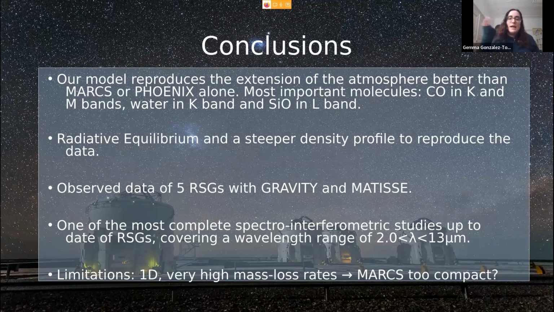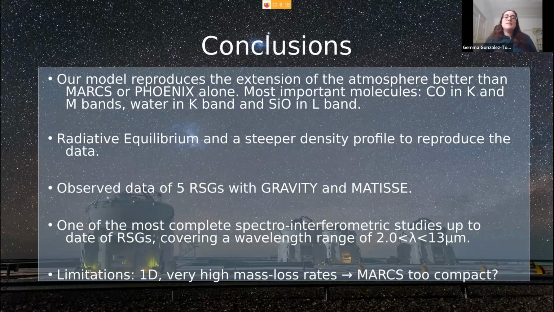reproduce the lines. Then we also observe 5 red supergiants with GRAVITY and MATISSE. So far, this is one of the most complete spectro-interferometric studies of red supergiants to date. We're covering a very wide wavelength range from 2 to 30 microns, even though the N band, from 5 to 30 microns, I didn't show because it's heavily affected by dust.